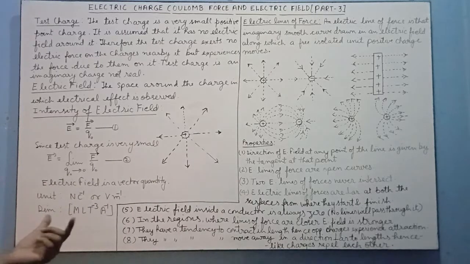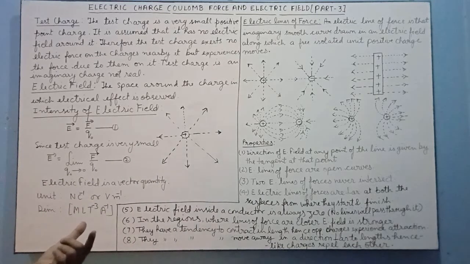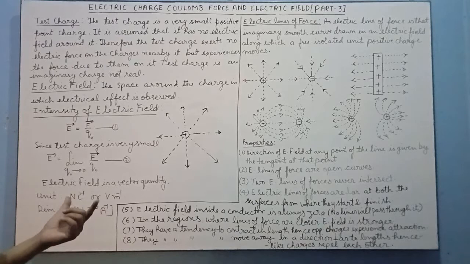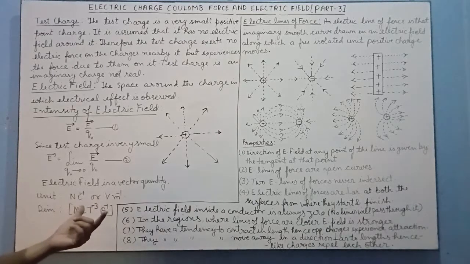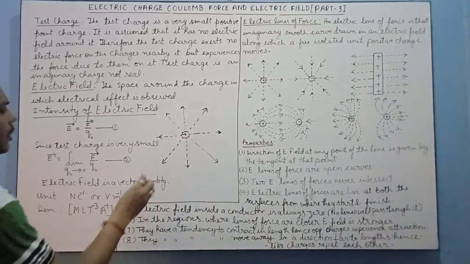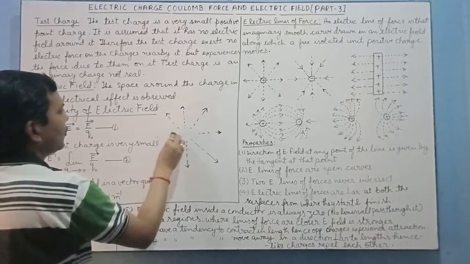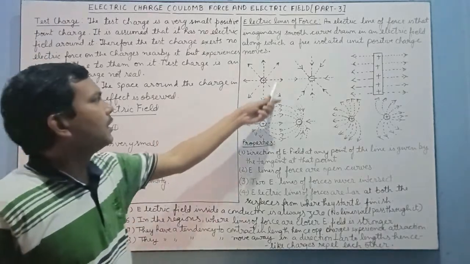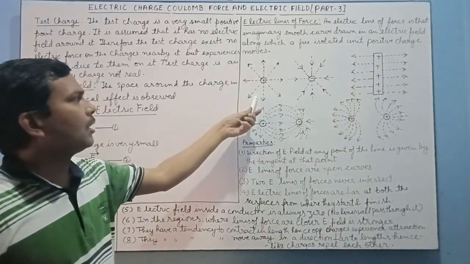So what are electric lines of force? An electric line of force is that imaginary smooth curve drawn in an electric field along which a free isolated unit positive charge moves. Here I have shown a few electric lines of force, the electric lines of force due to a positive charge.